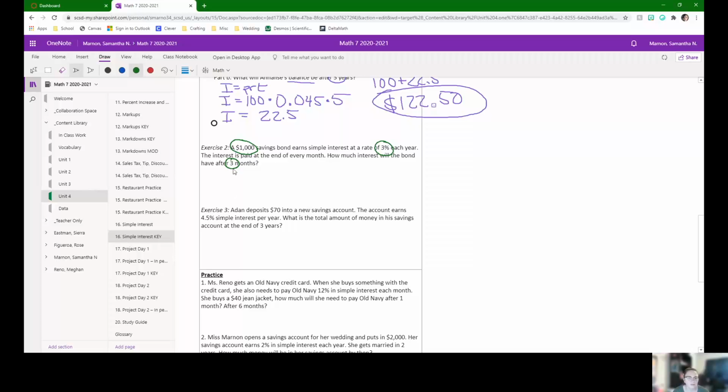So what's important is what I said before: if our rate is in years and this is in months, we've got a problem. So we actually need to figure out how much of a year 3 months is. If you think about it, it's 3 months out of 12 months in a year. If you simplify that, it's 1/4. So 3 months is 1/4 of a year.